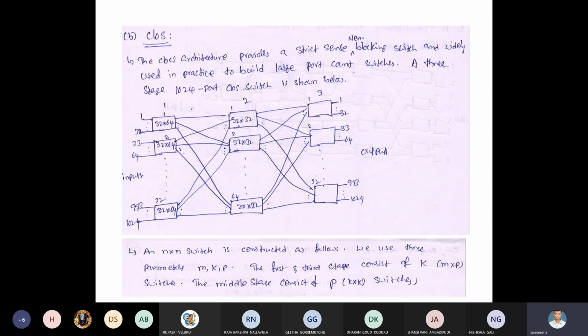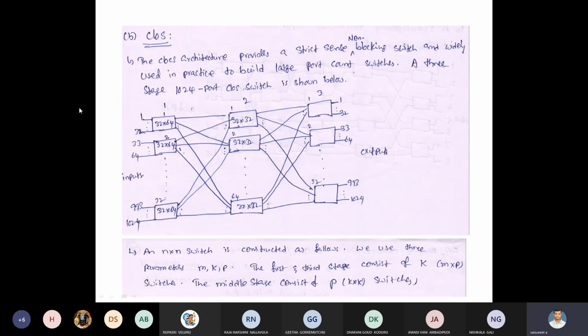Clos network, that is, alternative paths. Why are we going for Clos network architectures? To reduce the blocking, increase the performance of the system, and take alternative paths. That's why the Clos network is called a strict sense non-blocking switch.